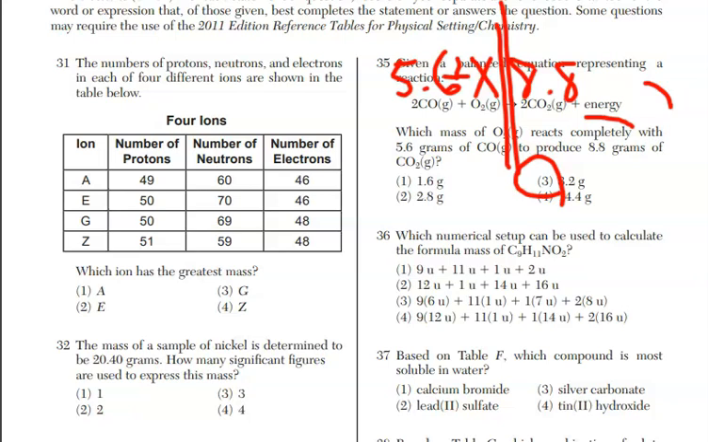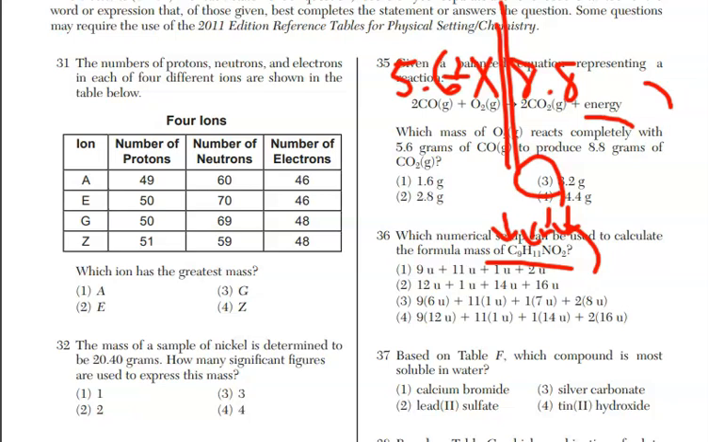For number 36, which numerical setup can be used to calculate the formula mass for this compound? When you're dealing with a formula mass, your units are u or amu. When you're dealing with a gram formula mass, you would just put them in grams, but it's the same setup. I have to account for the mass of each of the atoms of the element, along with the number of times they appear in the formula. And if anything was in parentheses, I would have to multiply or distribute within those parentheses. I don't have that here.